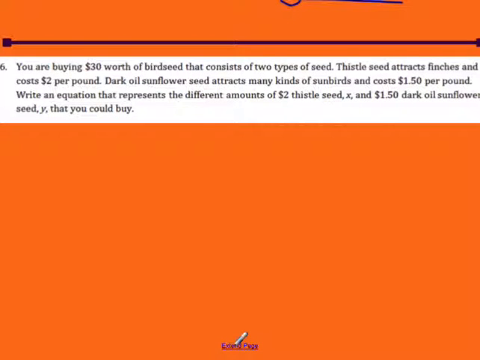Let's take a look at number 6. You're buying $30 worth of bird seed that contains 2 types of seed. Thistle seed attracts finches and costs $2 per pound. Dark oil sunflower seed attracts many kinds of songbirds and costs $1.50 per pound. Write an equation that represents a different amount of $2 thistle seed X and $1.50 dark oil sunflower seed Y that you could buy.